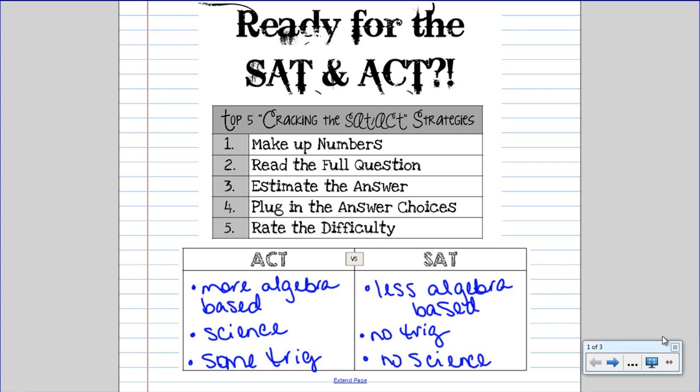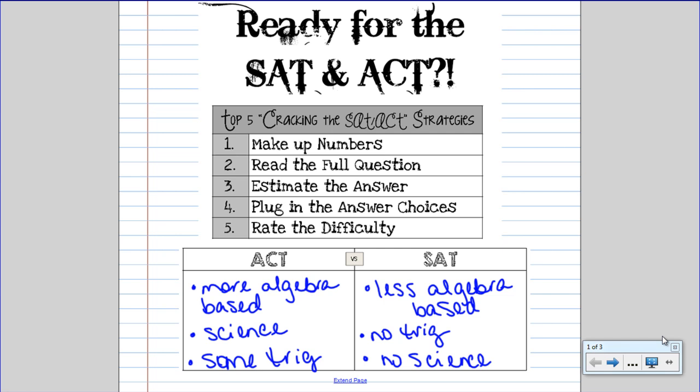Number three, estimate the answer. That's pretty self-explanatory. Estimate what is happening. You can probably make a pretty good guess based on information and do a good estimation. Number four, plug in the answer choices. So you're given answer choices, plug them into what you're given in the problem and see which one works.